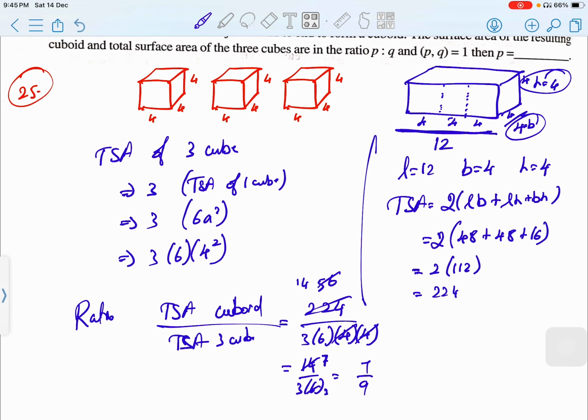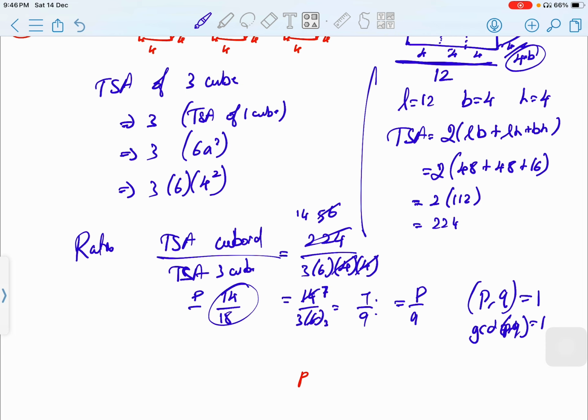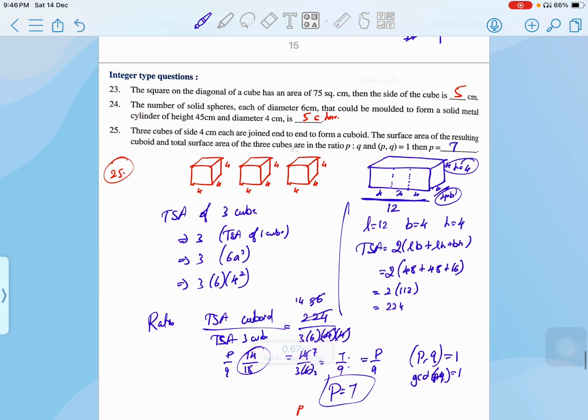7 by 9. They told the ratio is going to be in the format P by Q where the GCD of P and Q should be 1. So here 7 and 9 have a GCD 1. So let's fix this is the format. Why not, sir, can I fix like 14 by 18? Can we fix this as P by Q? These two have a GCD 2. So don't stop here. So this step we can stop, which implies your P value is 7.